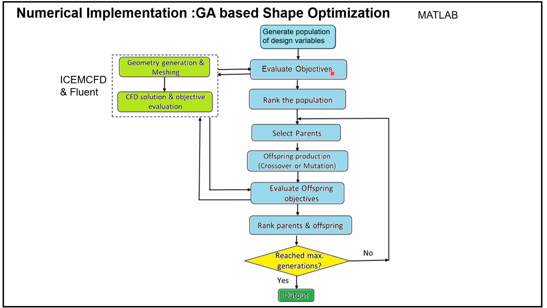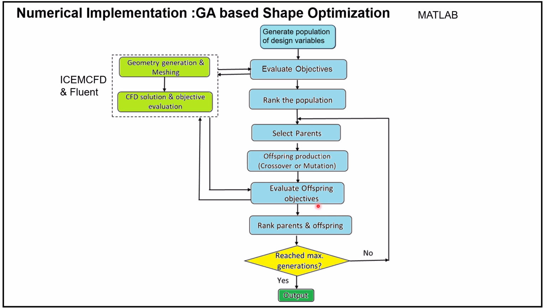Based on the objective values, the optimizer ranks the population, and then it chooses suitable parents. During the parent selection, it will ignore the population members which have given very bad objective values, and it will choose only the good yielding members as parents. And then from the parents, a new set of offspring will be produced. For this, you can use either crossover or mutation techniques for the offspring production.